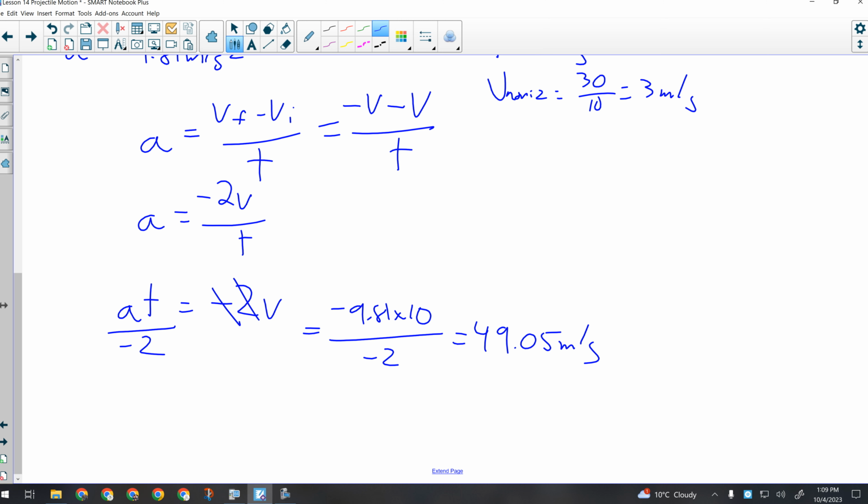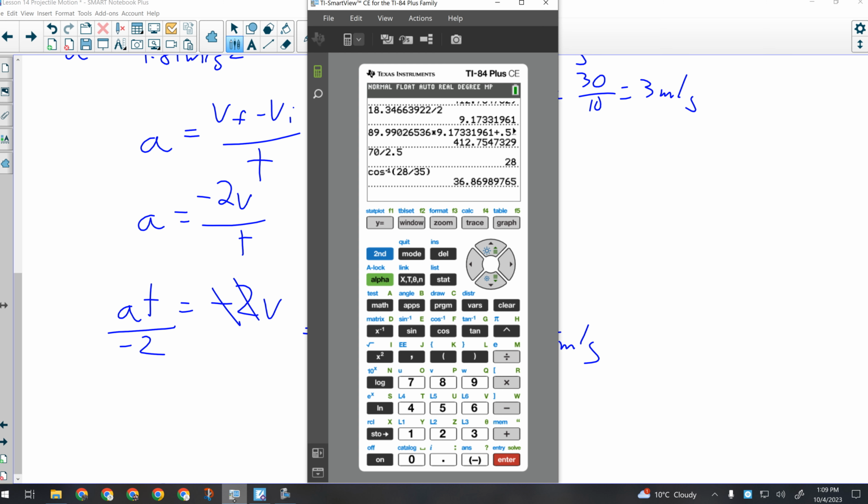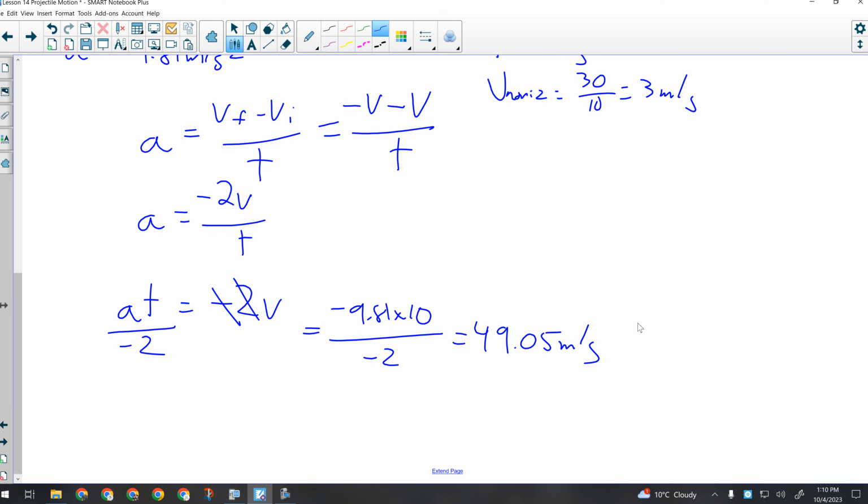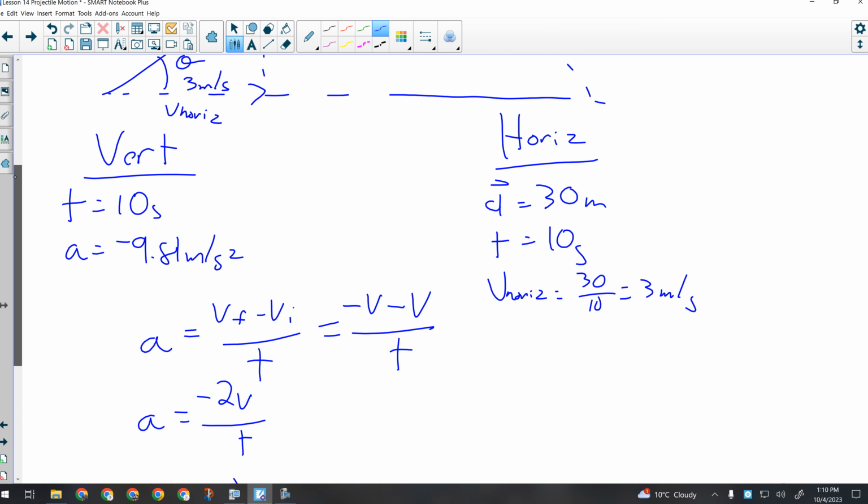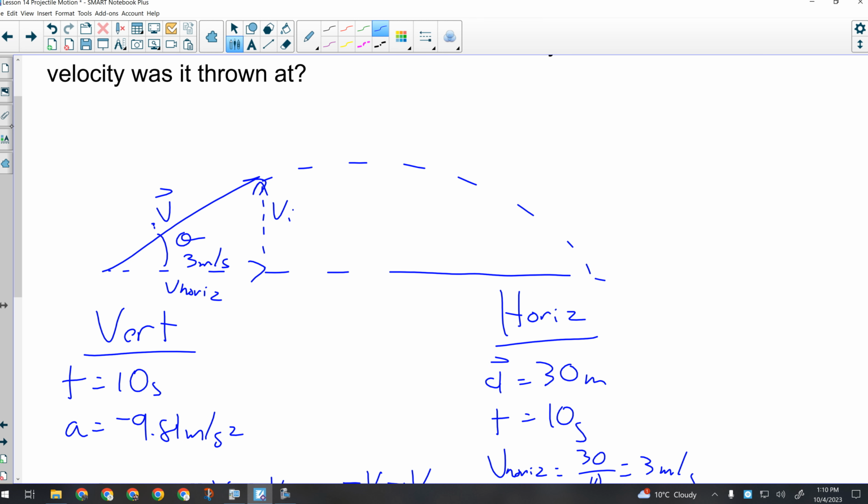Yeah, right? Yes, that should. I'll punch it. You guys are looking at me like I'm speaking Greek. Okay, so negative 9.81 times 10 seconds divided by negative 2 is 49.05. Okay, so now I know this triangle has a 3 here and a 49.05 here.